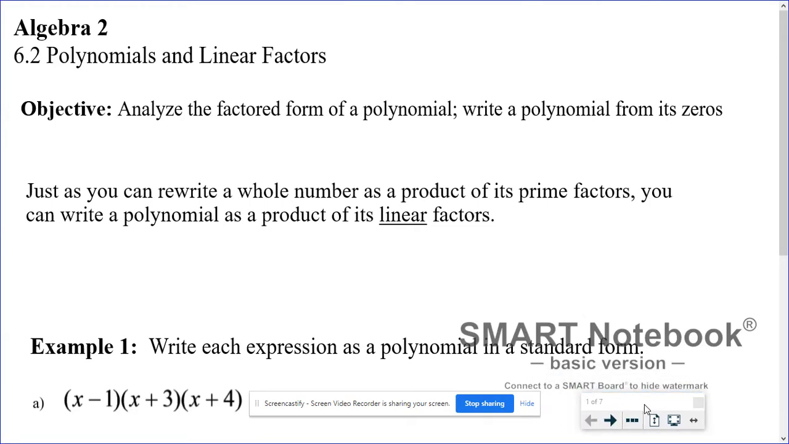Welcome to lesson 6.2. We're going to be talking about polynomials and their linear factors. So these will be eventually used to graph and to solve and all that. This is basically like a stepping block to get us to some of the places that we're going to go later in the chapter. The objective here, two parts: analyze the factored form of a polynomial, and then write a polynomial from its zeros. So basically forwards and backwards.